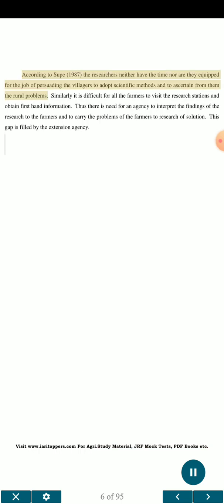According to Supe, 1987, the researchers neither have the time nor are they equipped for the job of persuading the villagers to adopt scientific methods and to ascertain from them the rural problems. Similarly, it is difficult for all the farmers to visit the research stations and obtain first-hand information. Thus, there is need for an agency to interpret the findings of the research to the farmers and to carry the problems of the farmers to research for solution. This gap is filled by the extension agency.